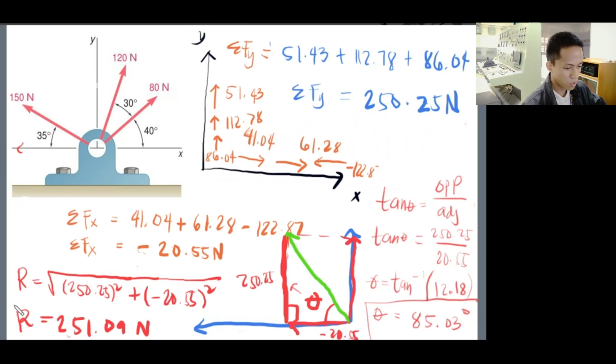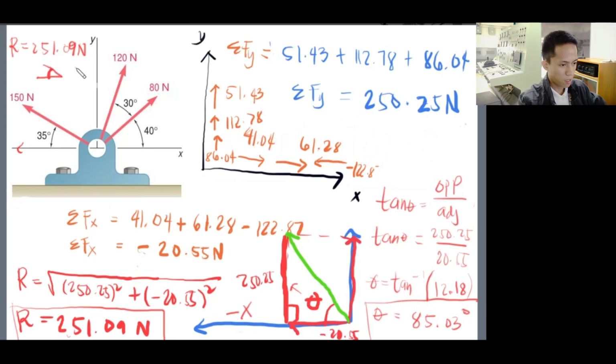So the resultant force is 251.09 newtons, angle 85.03 degrees measured from the negative x-axis. Okay? Ganito yung denotion niya. So R equals 251.09 newtons. So, ang angle natin, kinuha natin doon sa second quadrant. So, magiging ganito yung drawing niya. Here, dito siya kinuha. So, this is 85 degrees, approximately. So, this is our resultant force.